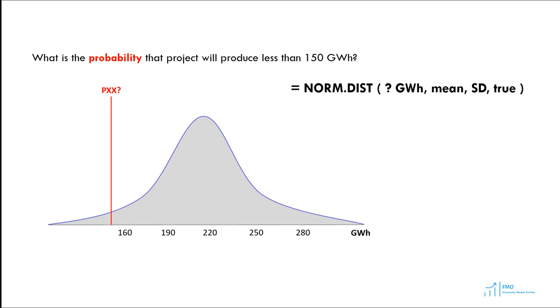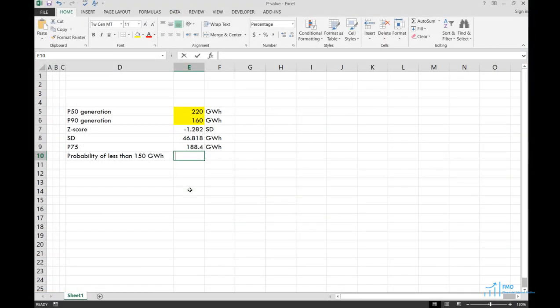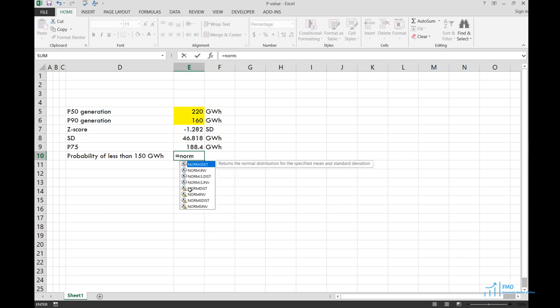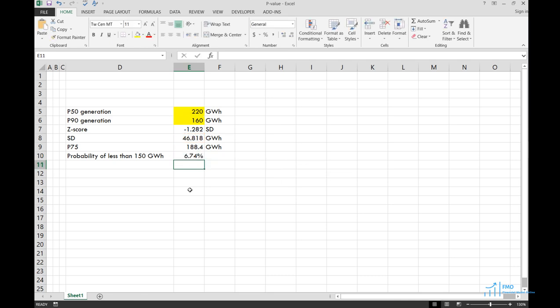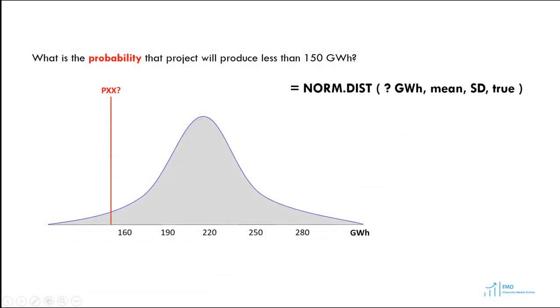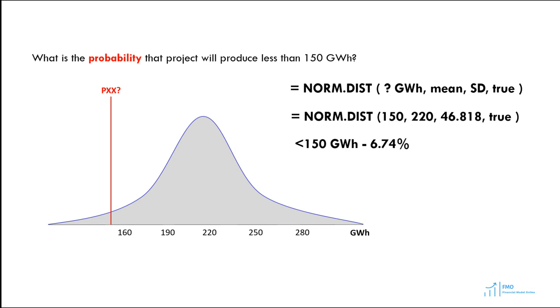So let's go back to Excel and answer the question, what is the probability that the project will produce less than 150 gigawatt hours? So we need gigawatt hours, which is 150, the mean is 220, and the standard deviation is 46.8. The result is 6.74%. So the probability that this renewable energy project will produce less than 150 gigawatt hours is 6.74%. Remember that this probability of 6.74% represents the area under the bell curve to the left.